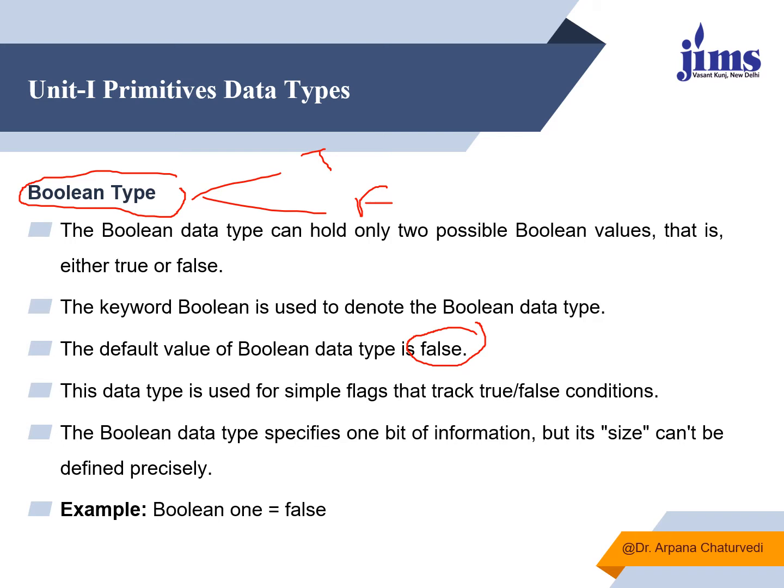So the boolean data type specifies one bit of information, but its size can't be defined precisely. So the question comes how to declare. We need to write boolean, then the name of a variable and then a value. This is how we declare a boolean type of variable. Then we put a semicolon also over here.